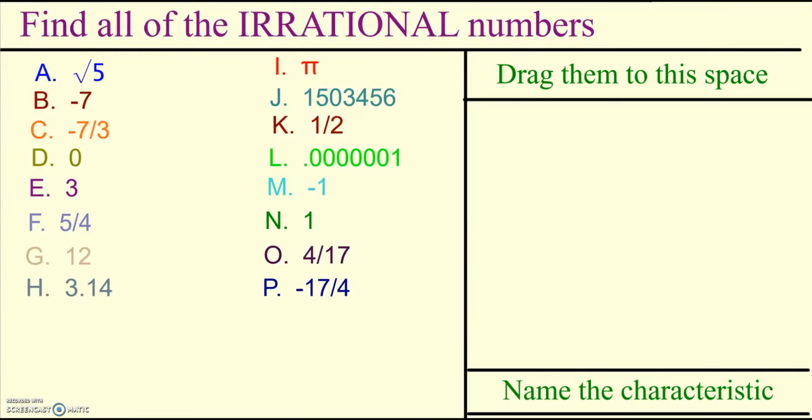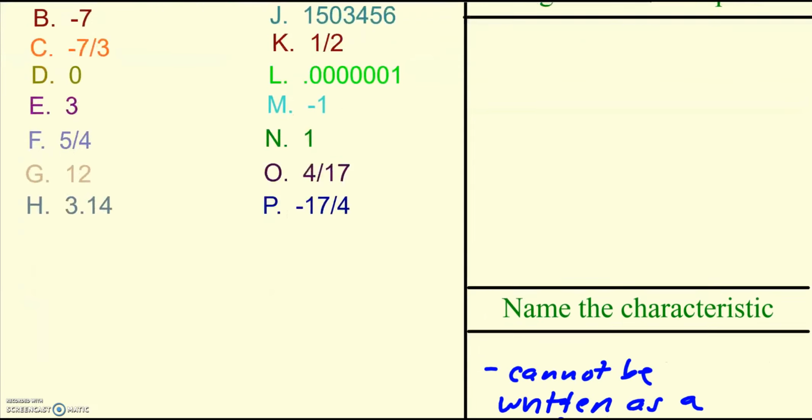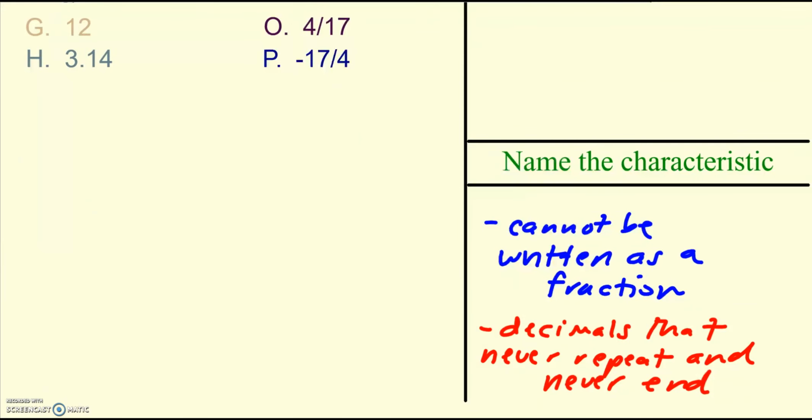Speaking of not rational, another subset of numbers is irrational. What I already wrote here is that, as it would make sense, the definition of an irrational number is something that cannot be written as a fraction. I also wrote down decimals that never repeat and never end. So for instance, if I had 0.12457852331, and notice there's no repeating going on or anything, that would be considered an irrational number.